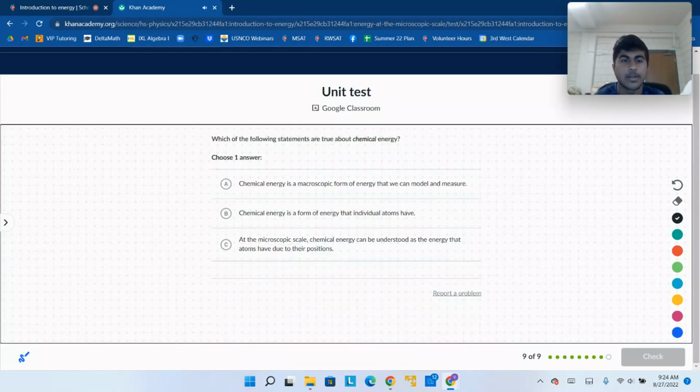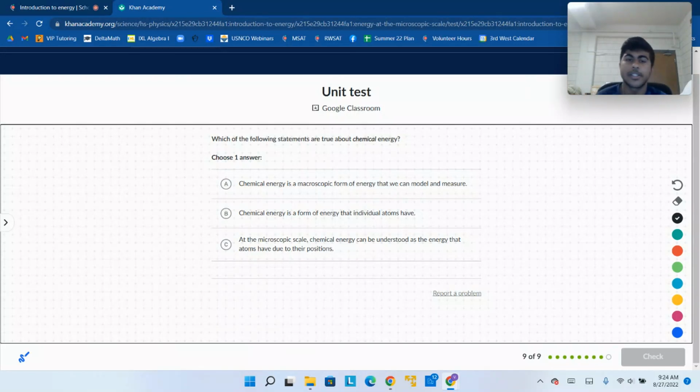Let's keep going. Which of the following statements are true about chemical energy? Chemical energy is a macroscopic form of energy that we can model and measure. Chemical energy is a form of energy that individual atoms have. At the microscopic scale, chemical energy can be understood as the energy that atoms have due to their positions. Alright, let's see. What do we have here? Okay. Let's think.